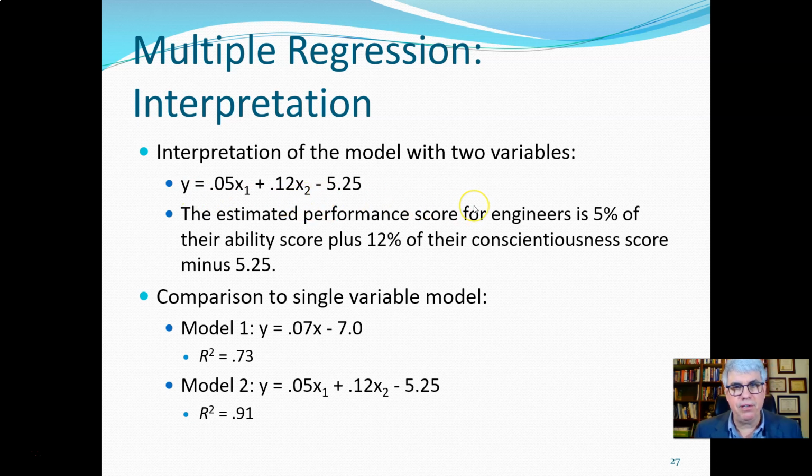Now this minus 5.25, that's actually not very important, and you'll never see any discussion of that constant in the literature. But what we focus on are these coefficients. Literally, what this means is that the estimated performance score for engineers is 0.05, or 5%, of their ability score plus 12% of the conscientiousness score minus 5.25. But like I said, what really counts is whether the coefficient is positive or negative, because if the coefficient was negative, that would mean as conscientiousness goes up, performance goes down.